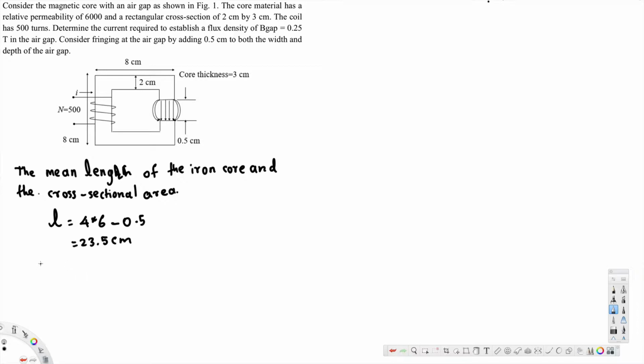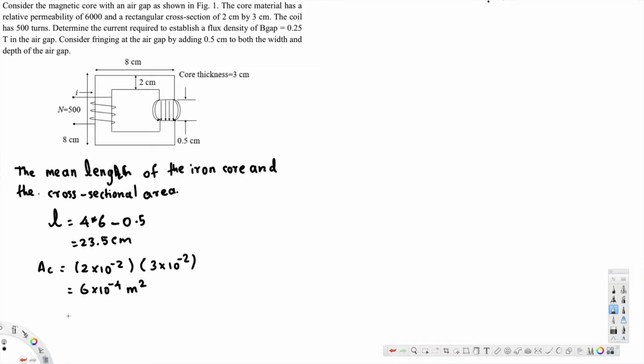Now the next thing is we are going to calculate the cross-sectional area. The cross-sectional area can be calculated by simply multiplying this 2 centimeter and 3 centimeter. If we convert this into meter, this is going to be 2 times 10 to the power of minus 2 multiplied by 3 times 10 to the power of minus 2, and that gives us 6 times 10 to the power of minus 4 meter square.